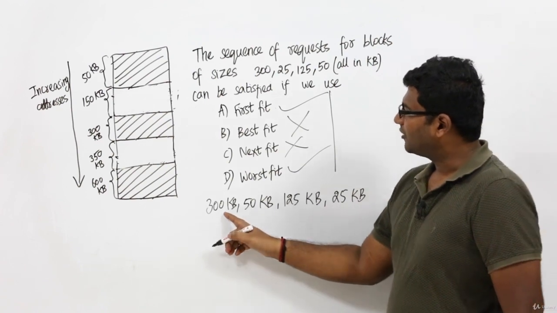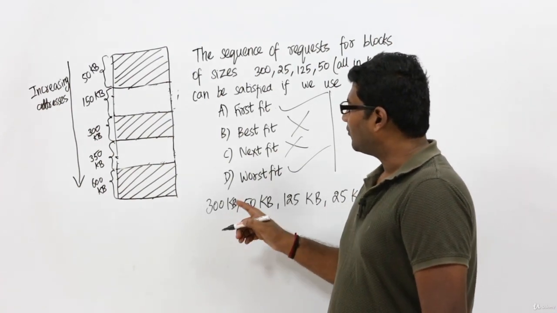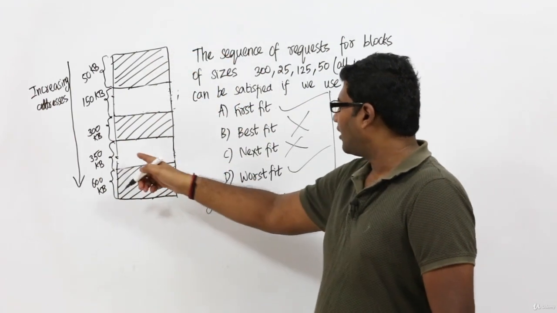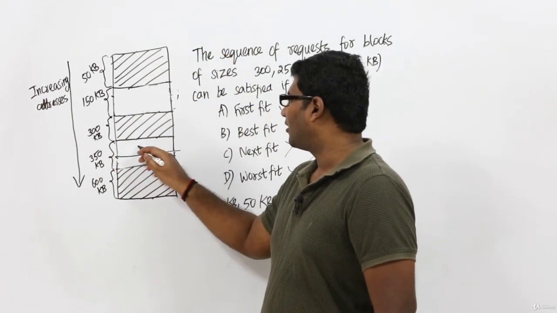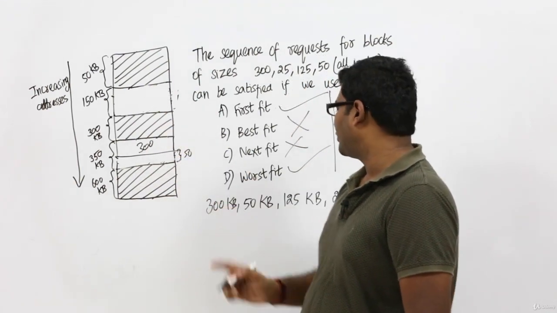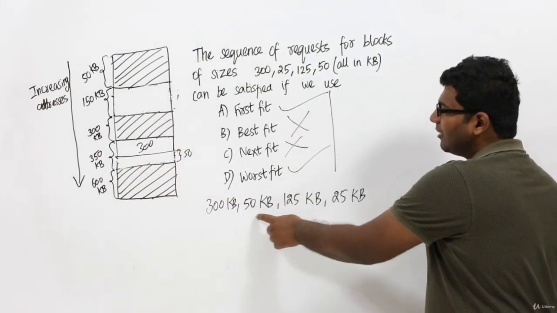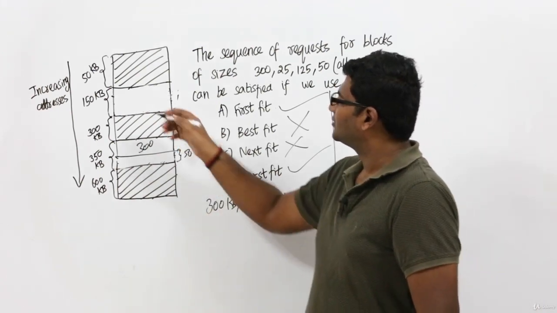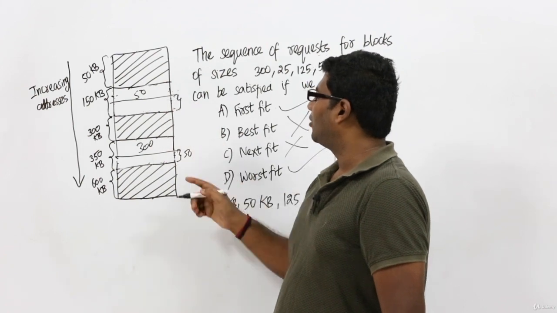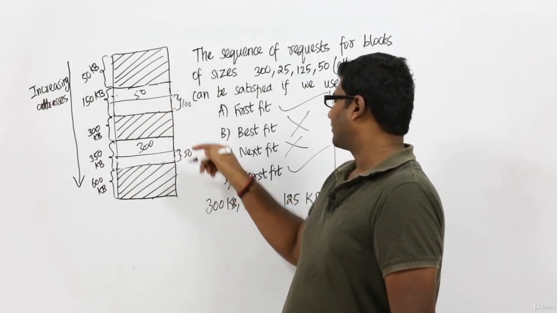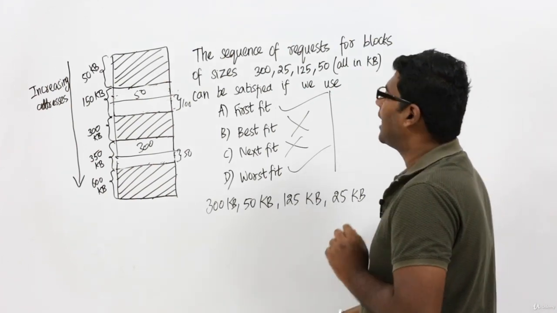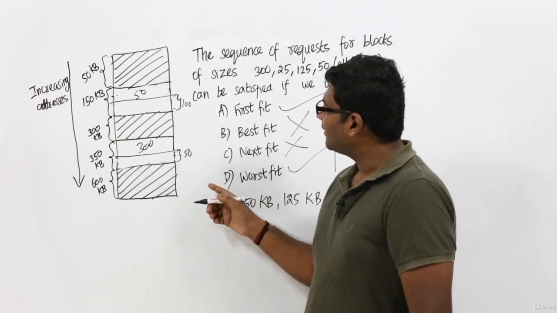Now in case of first fit, whenever we get a 300 KB request, we will start scanning the RAM from the beginning and we'll allocate it here, right? This 300 will be occupied and we have a 50 KB free space over here and 150 over here. Now whenever a 50 KB process comes, we'll allocate it here, right? So we have a 100 KB hole over here and 50 KB over here. Now whenever a 125 KB process comes, what will happen? We cannot allocate it, right?